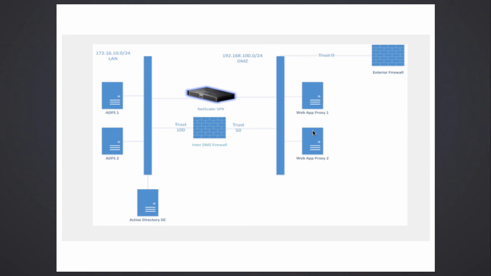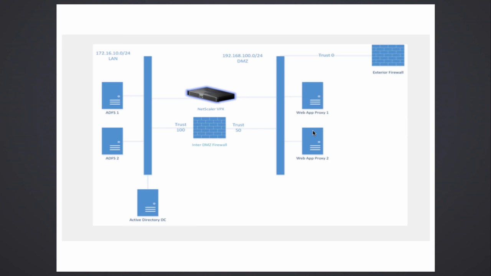The WAP proxies are obviously used to break the direct connection from the internet to ADFS, because ADFS is directly integrated with Active Directory. You don't want to punch a firewall rule straight through to your LAN, if you like. So the web application proxies are of course optional. You don't have to deploy them. You can in fact have ADFS directly on the internet, but it's generally considered best practice to have them reverse proxying out the service.